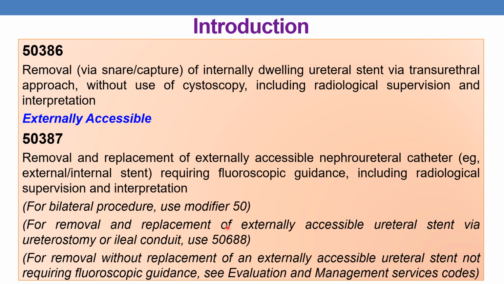And for removal and replacement of externally accessible ureteral stent via ureterotomy or ileal conduit, you need to use 50688. And for removal without replacement of externally accessible ureteral stent not requiring fluoroscopic guidance, see E&M service codes.